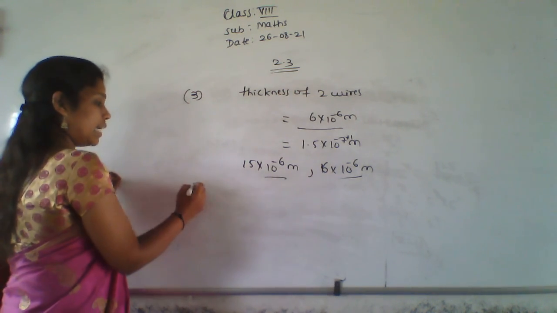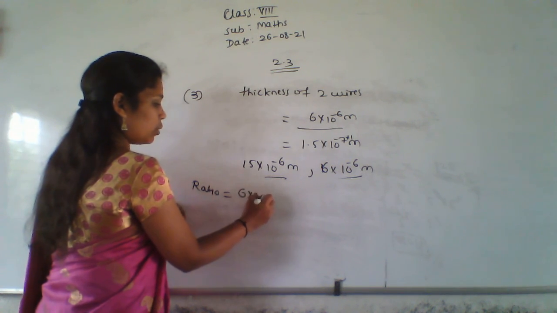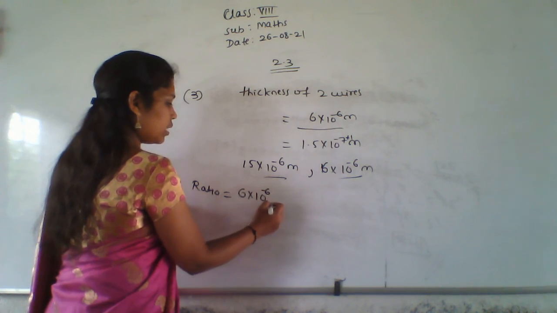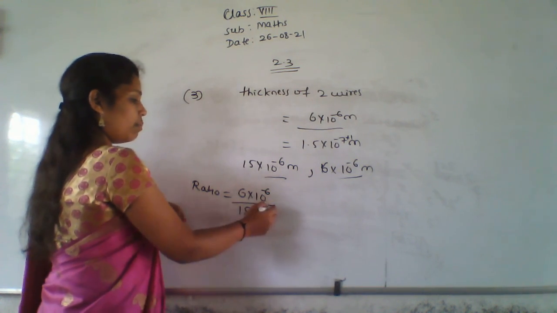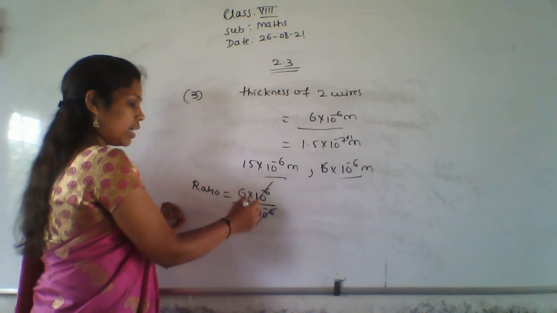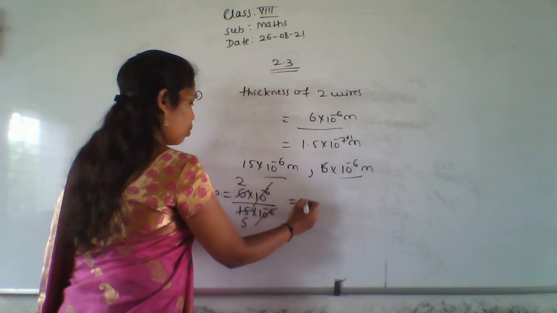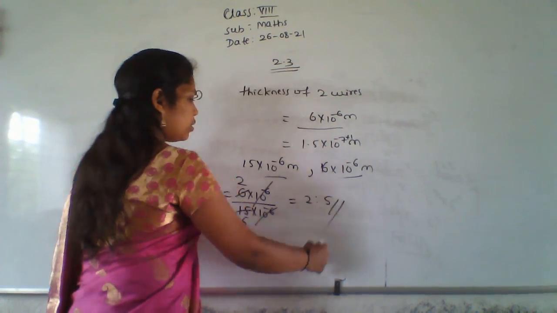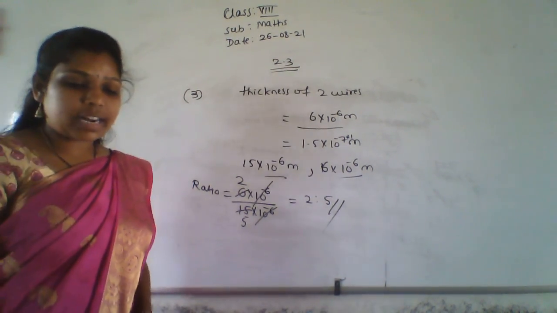We can take the ratio now. Ratio is equal to 6 into 10 to the power minus 6 divided by 15 into 10 to the power minus 6. The 10 to the power minus 6 cancels on both sides. 3 2s are 6, 3 5s are 15. So what is the ratio here? 2 by 5 is the ratio. Getting everyone?